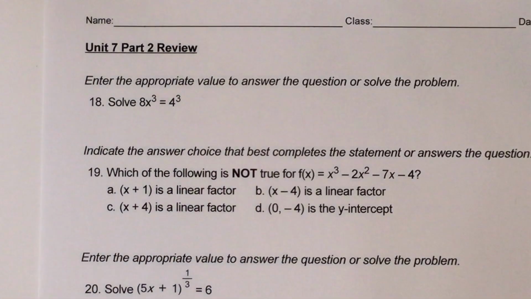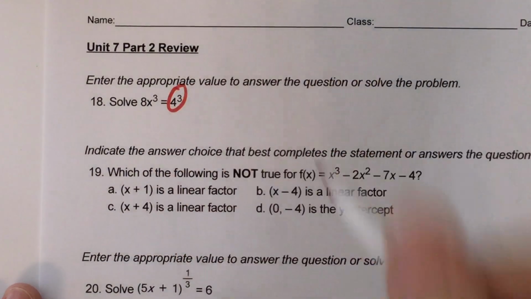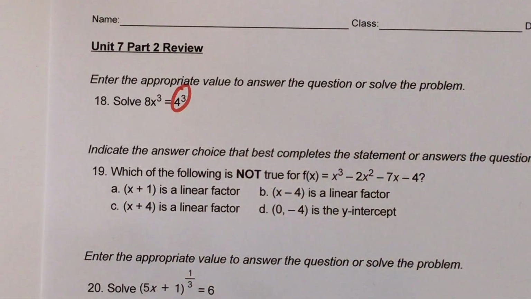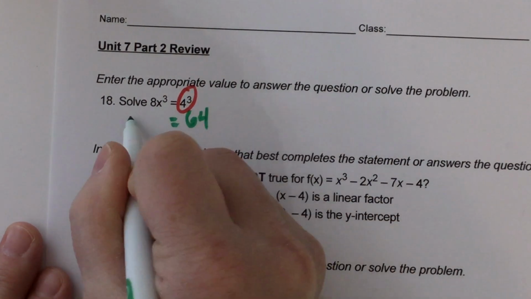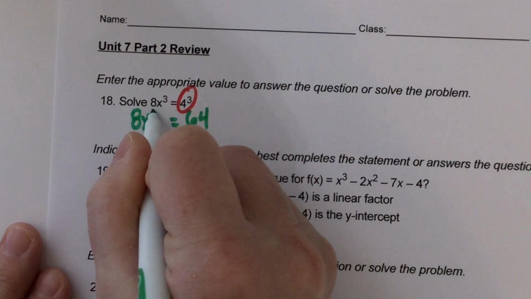All right, it wants me to solve this. Okay, so first thing I'm going to do is clean that up. 4 cubed, 4 times 4 times 4, well, that's 64. And then I'm going to leave this 8x cubed.